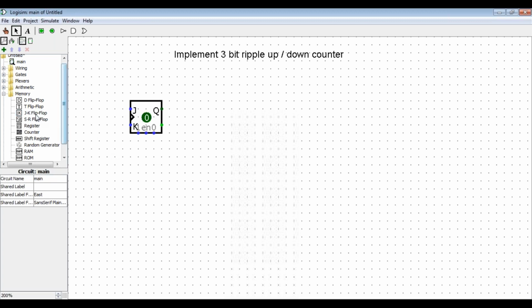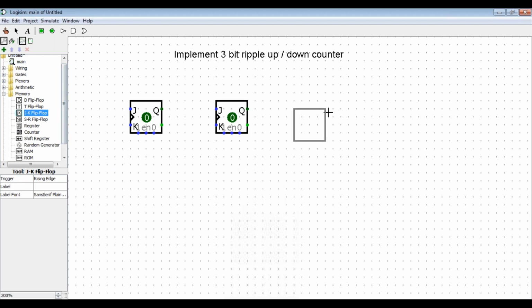Okay, so this is a 3-bit counter, so I need 3 flip-flops. You can choose any flip-flops. In this case, I am choosing JK flip-flops for designing this 3-bit ripple up down counter. Next, we want to choose a clock.